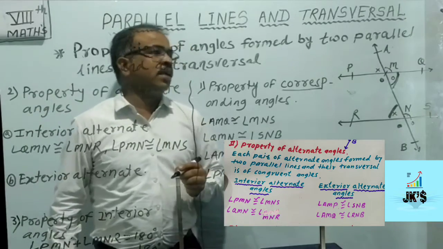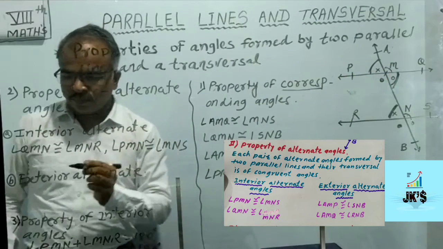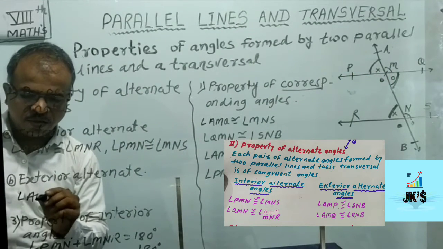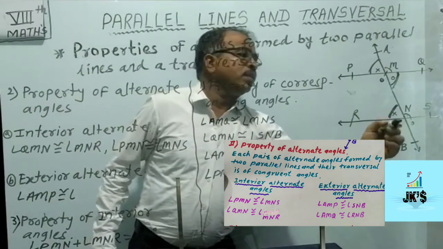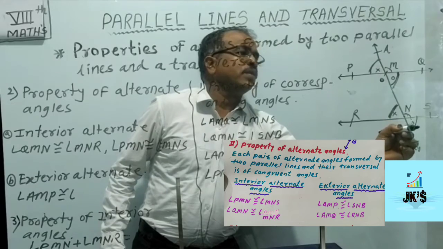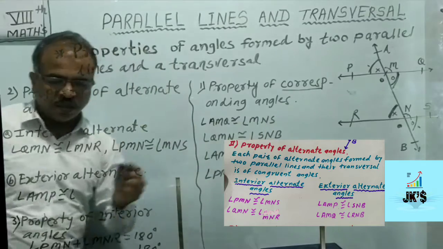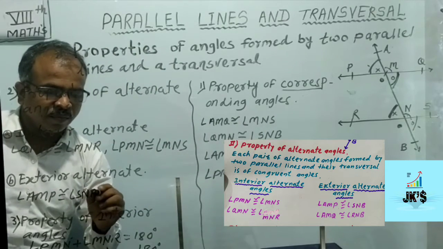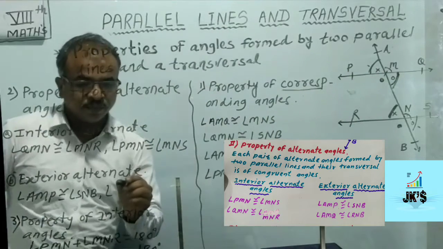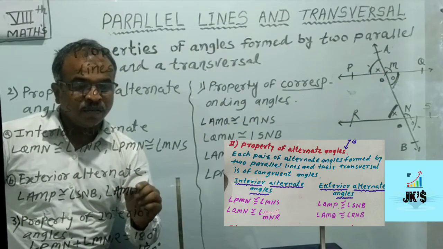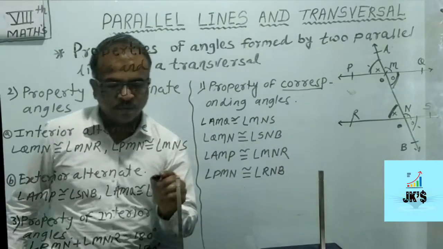Now exterior alternate angles. This angle AMP is congruent to angle SNB. This one and this one are exterior alternate angles. Second pair of exterior alternate angles: angle AMQ is congruent to angle RNB.